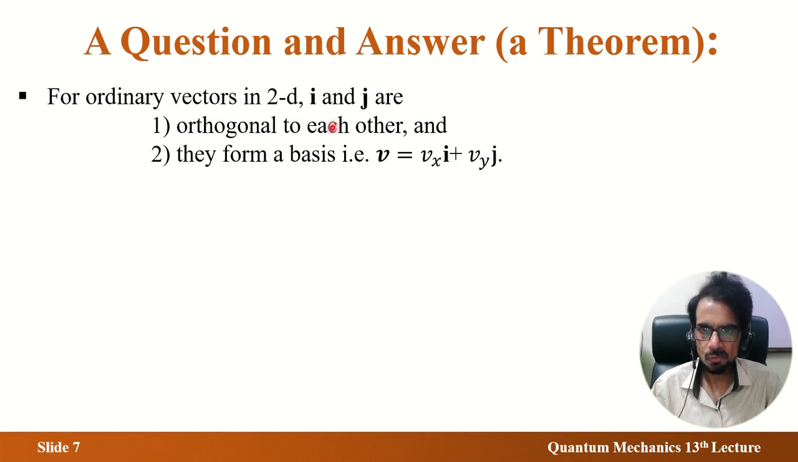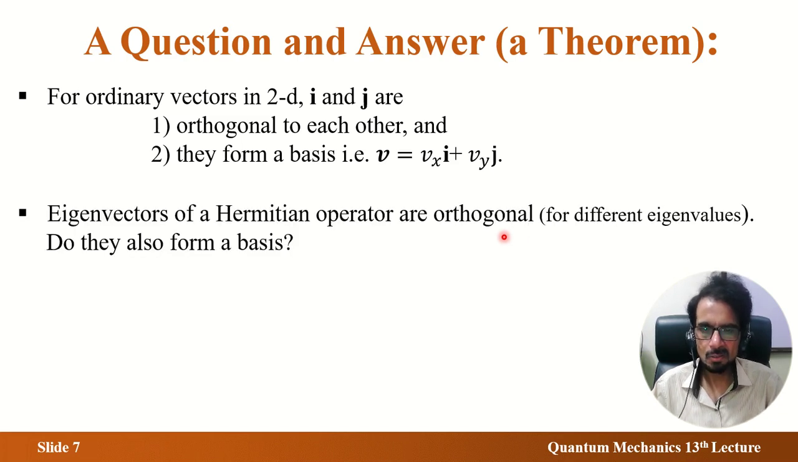That's one piece of information you have. Another piece of information is that i and j form a basis. Basis means any vector can be written as their linear combination. So that is for ordinary vectors, and I would say the same, or if you are not comfortable, similar, result is valid for ket and bra as well. When I say same, what is that?